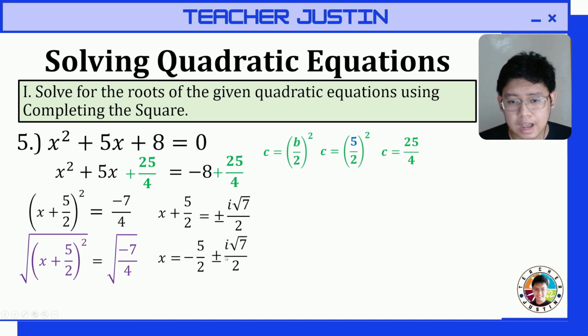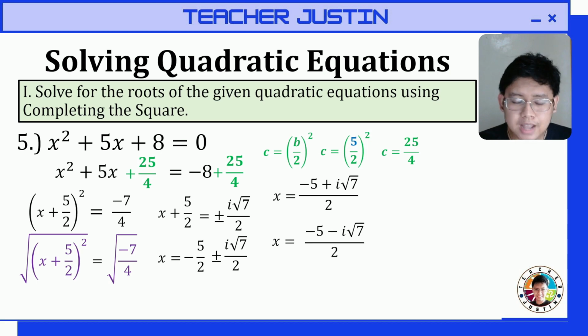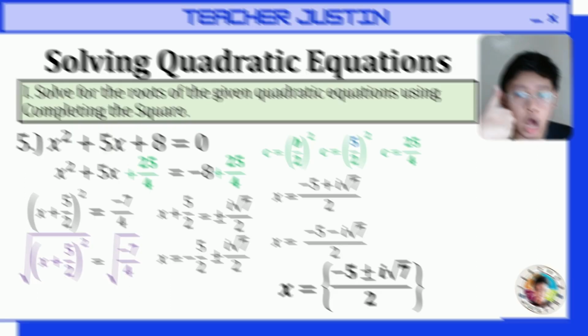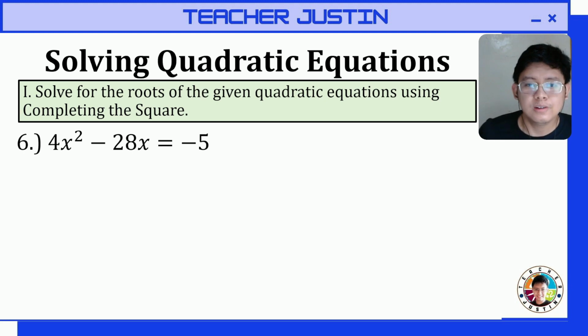Now, take note, we have two operations. So, we have two values of x. The first one is negative 5 plus i square root of 7 all over 2. And the other one is negative 5 minus i square root of 7 all over 2. And that's it. That will be the value of x. That is equal to negative 5 plus or minus i square root of 7 all over 2. Ta-da! Alright.